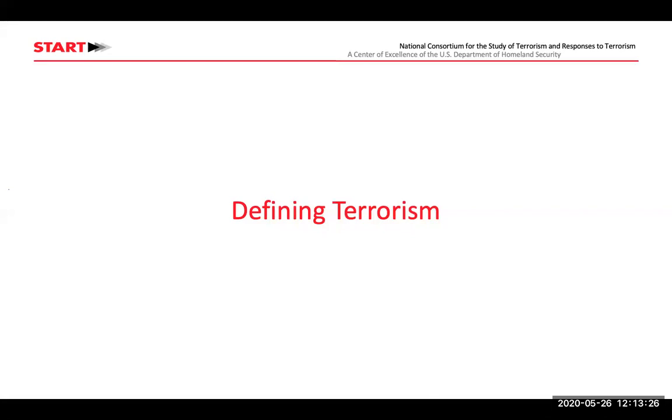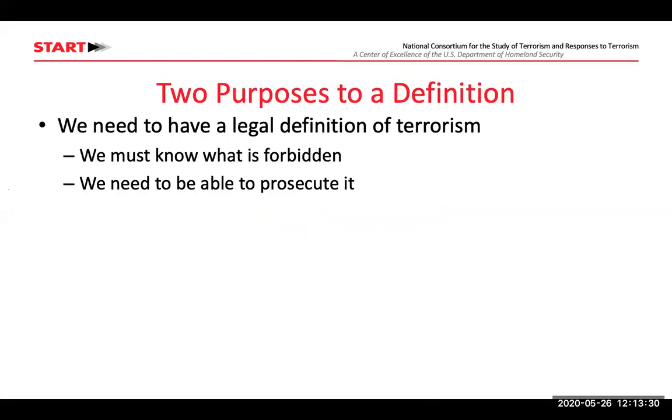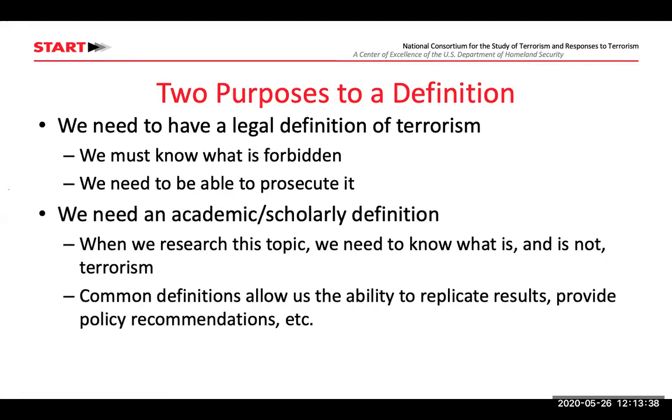So with that, getting into defining terrorism. There are two purposes to a definition. The first is we need a legal definition of terrorism. We have to know what's forbidden, we have to know what's not allowed, and we have to be able to prosecute it, frankly. In an academic or scholarly definition, we have to be able to research the topic.